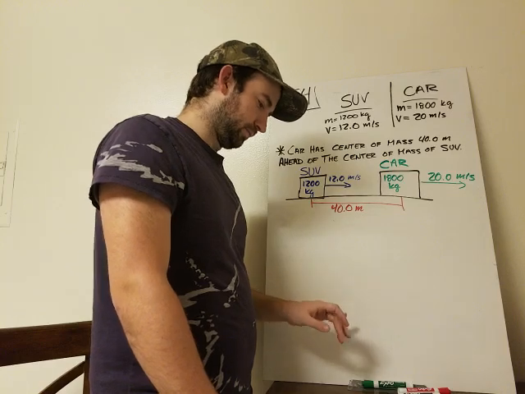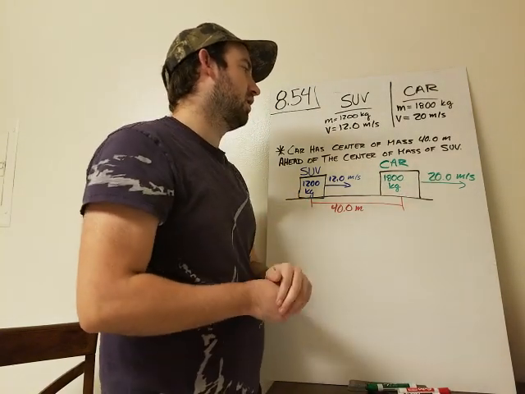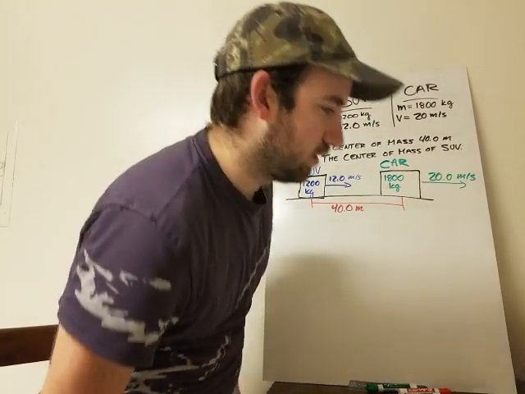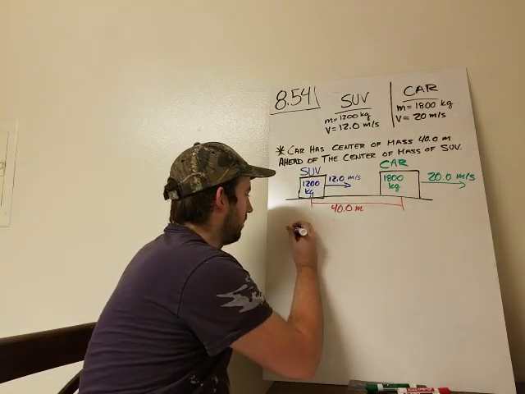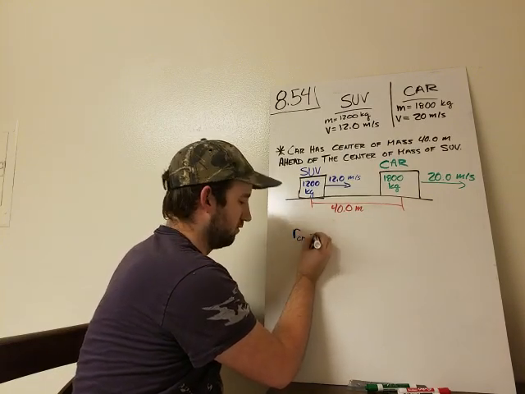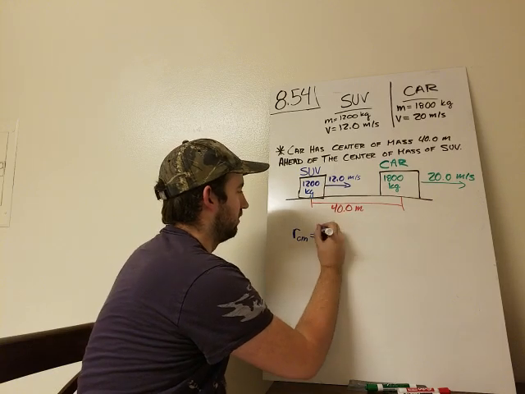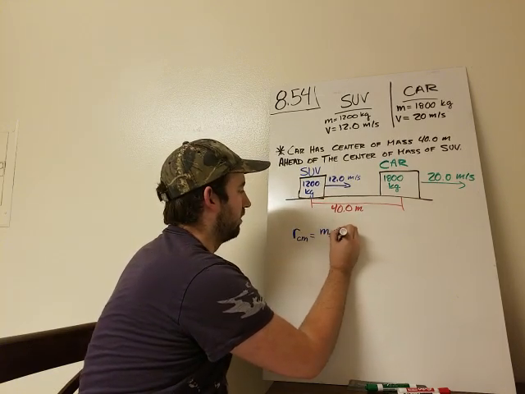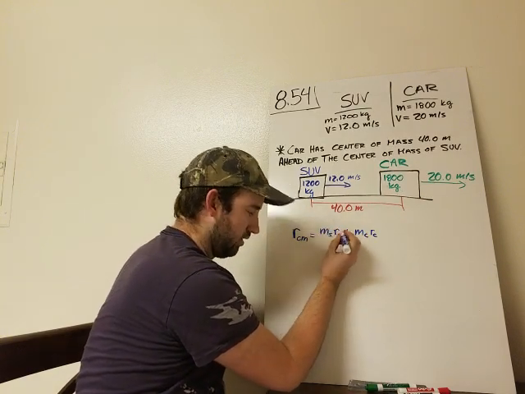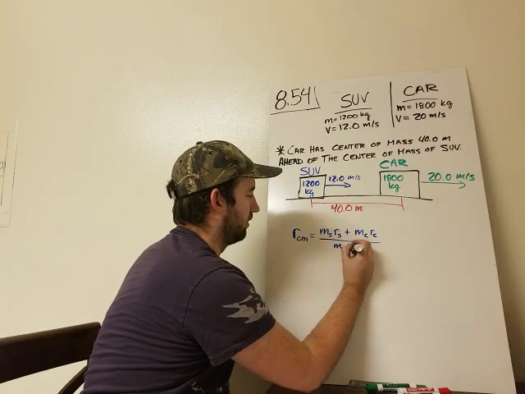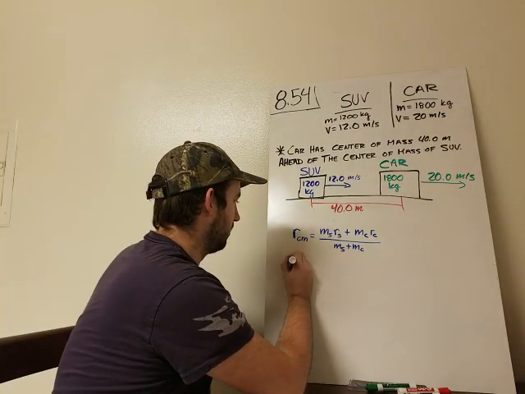And then what this wants to know, part A, is to find the position of the center of mass of the system consisting of the two cars. So the way we do that is through our handy center of mass equation, which is that R, our position, center of mass, equals the mass times position of, we'll just say MS for SUV, RS plus MC for car, RC over MS plus MC.